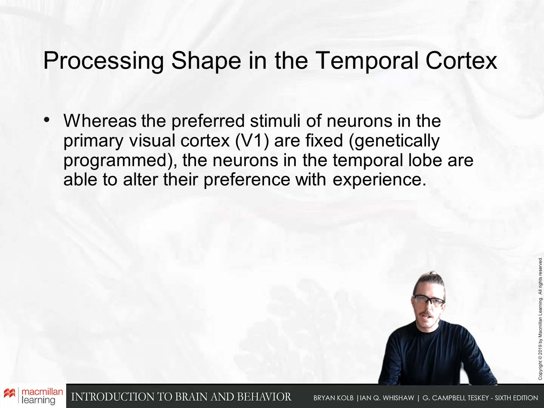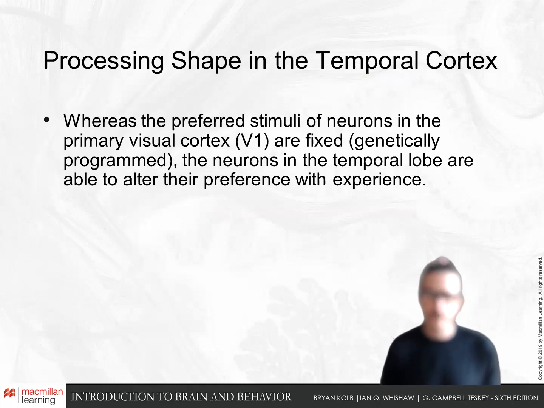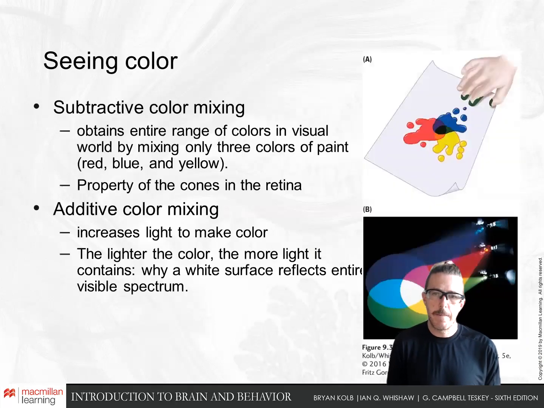In V1, the preference of neurons is pretty fixed, doesn't change throughout our lifetime, but in the temporal lobe, it can change with experience, indicating the more flexible nature of these representations here and how they can be modified with learning.